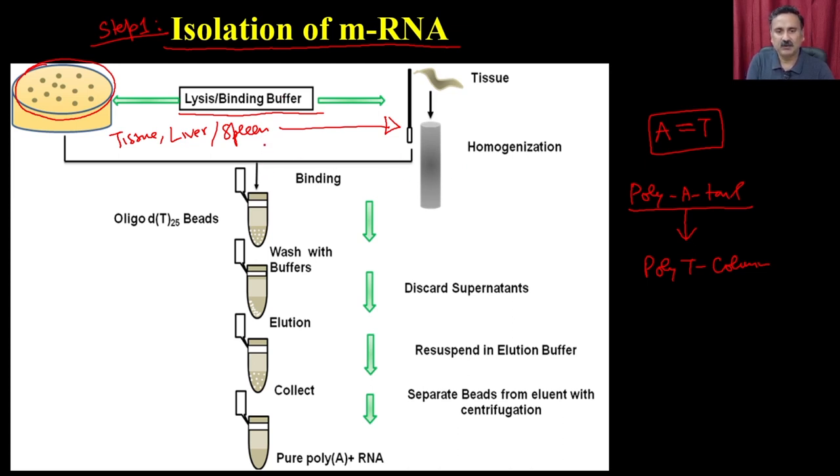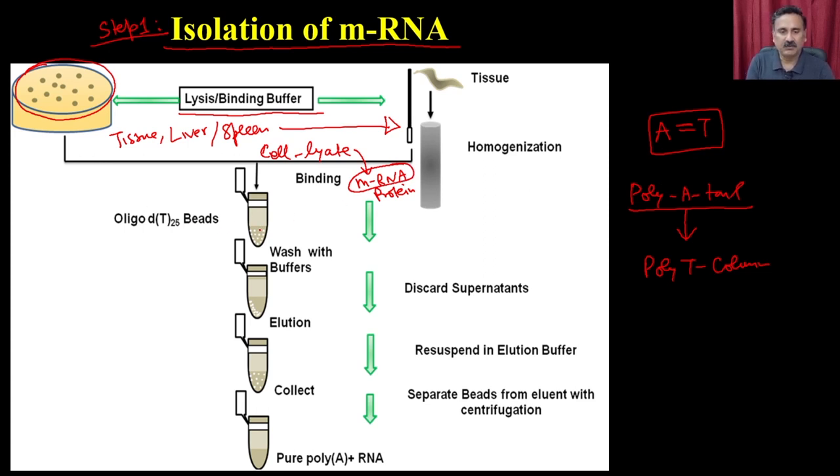Lysed cells means you are going to get the cell lysate, and the cell lysate is going to have a few things. It is going to have the messenger RNA, it's going to have protein, and it is also going to have other RNA species. But as we said, messenger RNA has the poly A tail, so it is going to bind to the column.